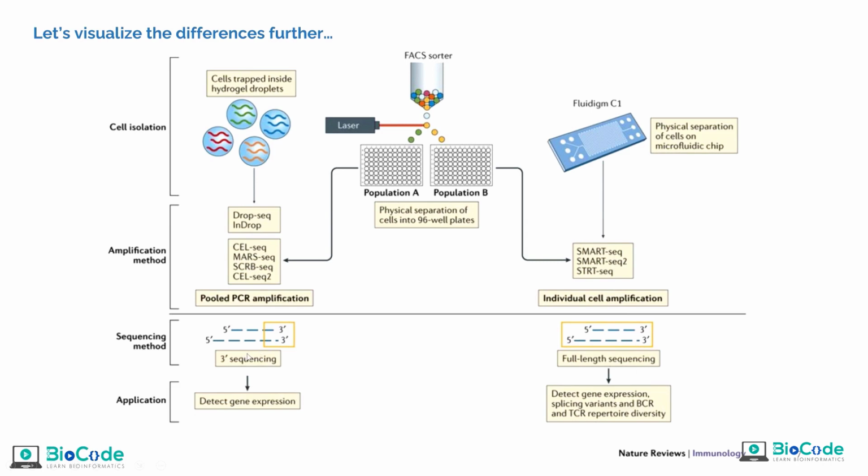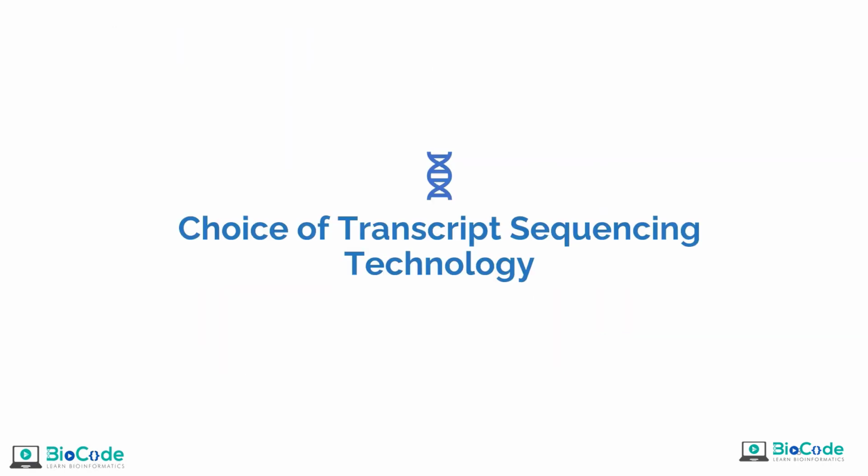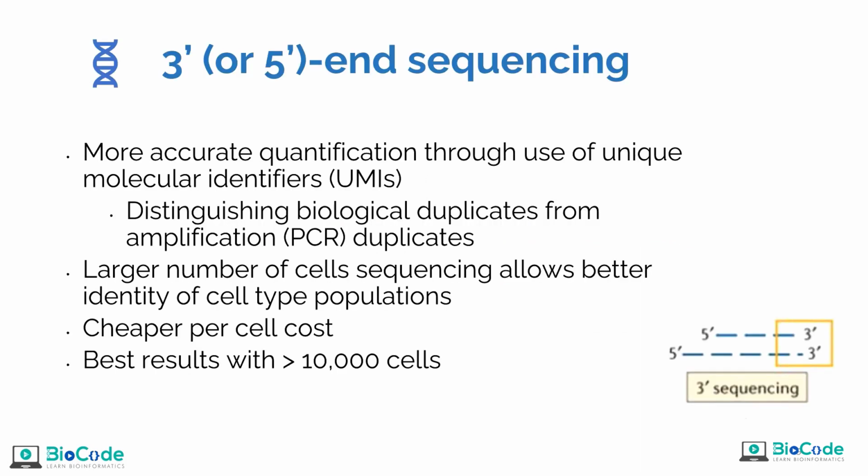If we just care about gene expression and subpopulations, that's it, then we just need to do 3' or 5' end sequencing, not the full length. But if you need to do splice variant, isoform switching, alternate splicing, BCR, TCR diversity analysis, then you need to have full length sequencing available with you. So the choice of transcript sequencing technology depends largely on what exactly you want to do.